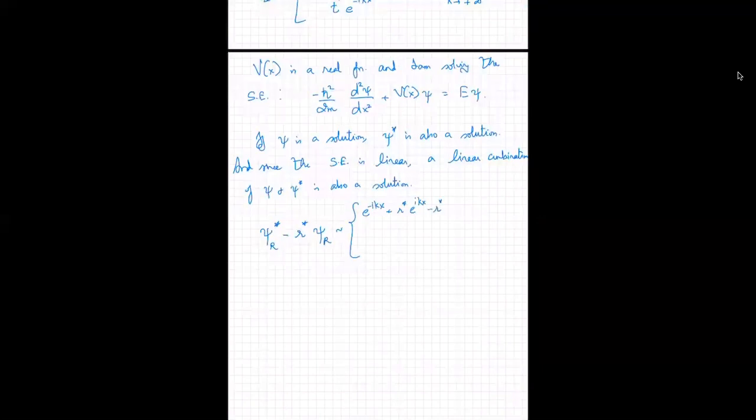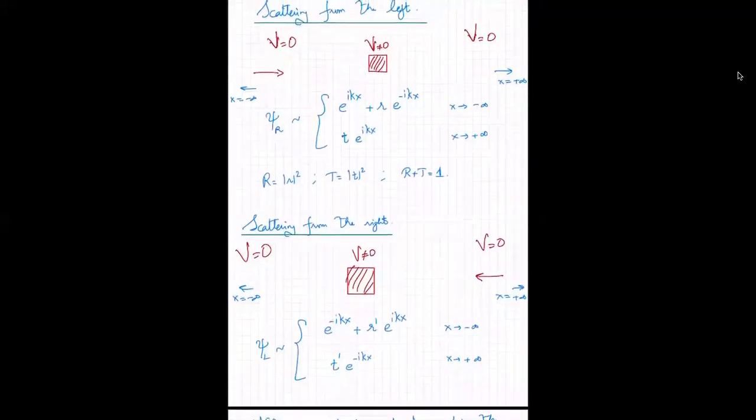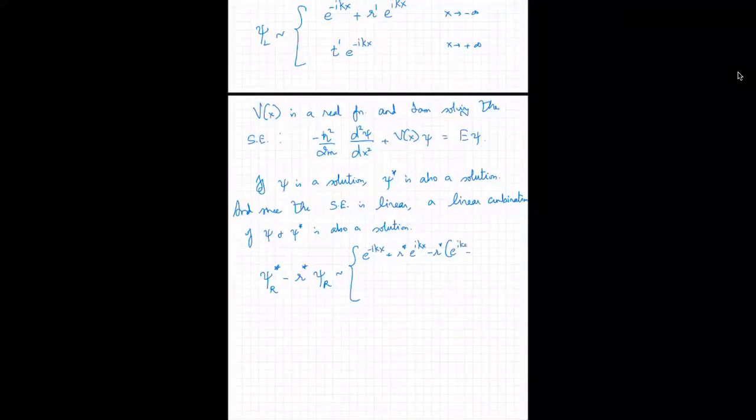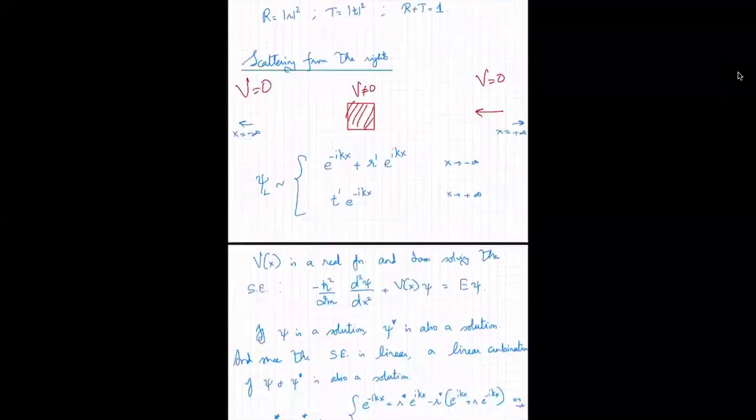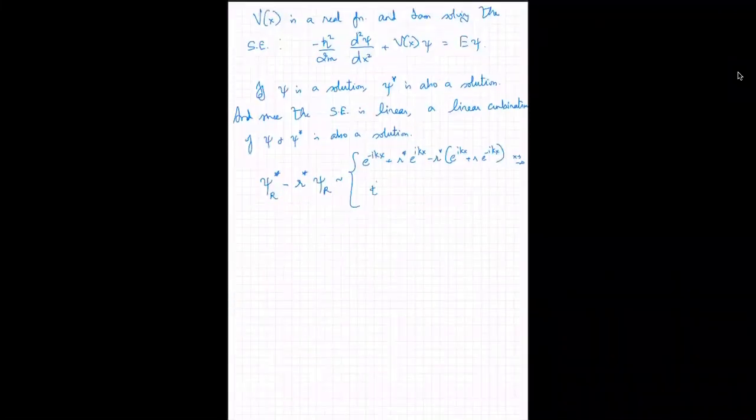Minus r star psi r, where psi r goes like e to the ikx plus r e to the minus ikx. This is the story in the x equals minus infinity region. In the x equals plus infinity region, psi r goes like t e to the ikx. So psi r star would be t star e to the minus ikx. And this term would be r star t e to the ikx. Is this okay? So this particular linear combination of solutions has this asymptotic form.